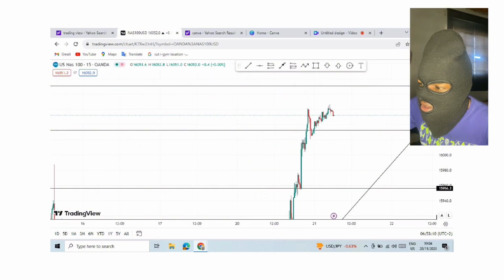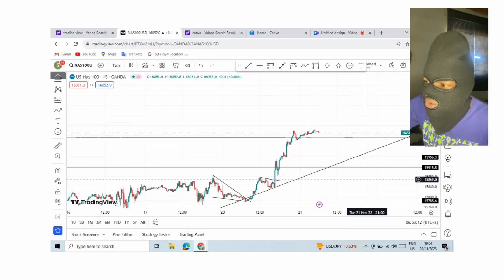So guys, that is it on NAS100. So let's jump in to gold.